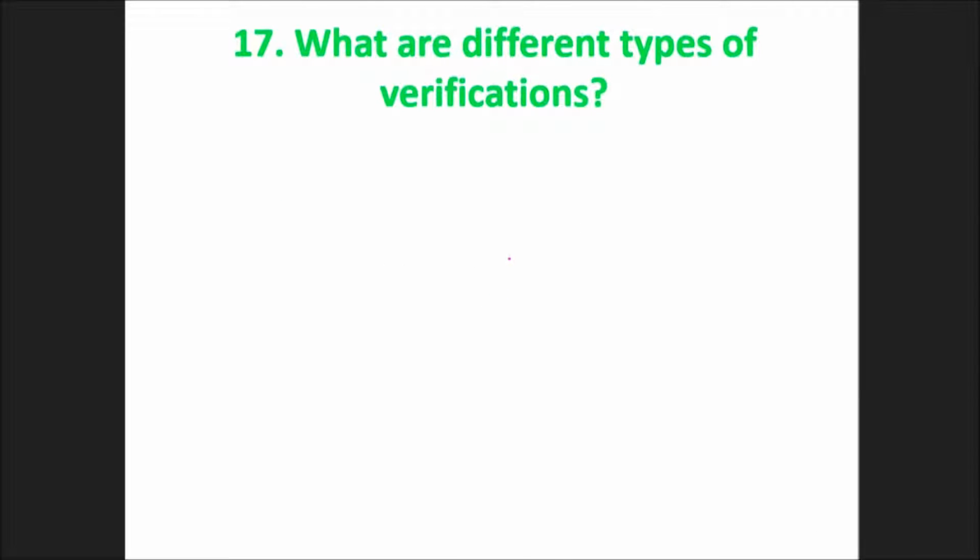Now you may be asked, what are the different types of verifications? Verification and validation are two different important words in software engineering. Verification is done against the design document or design phase, and validation is done with respect to the software requirement specification or requirement phase. In verification, we see, are we building the product right, and validation says, are we building the right product, because it is what we have intended.